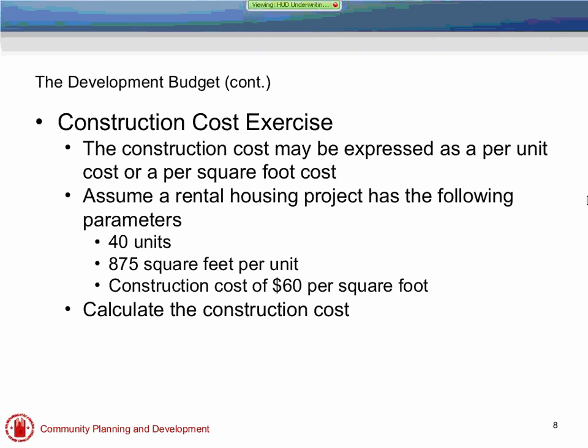Okay, so this is a pretty straightforward calculation. We would take 40 units times 875 square feet, so that means the total project here would be 35,000 square feet. And then if we're looking at a construction cost in this example of $60 per square foot, we would take the 35,000 square feet times $60 per square foot for a total construction cost of $2,100,000. If anybody has any questions about that, it's pretty straightforward, just to give you a general idea of how we come up with the construction cost on a per square foot basis.